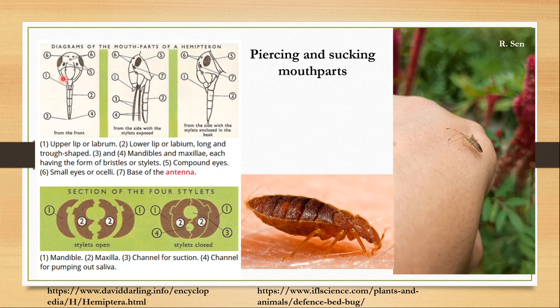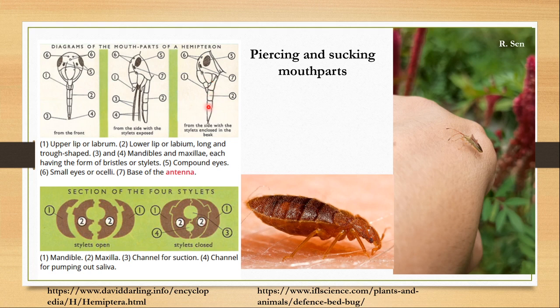The labrum is the top portion, and here from the side view you can see a pair of mandibles and a pair of maxillae, and here is the labium or the lower lip. The labium holds the two pairs of mandibles and maxillae together, and the labrum holds them from the top portion. So when the beak is ready to pierce and suck, it looks like this. But if you stretch it or if it is relaxed, it can look like this.